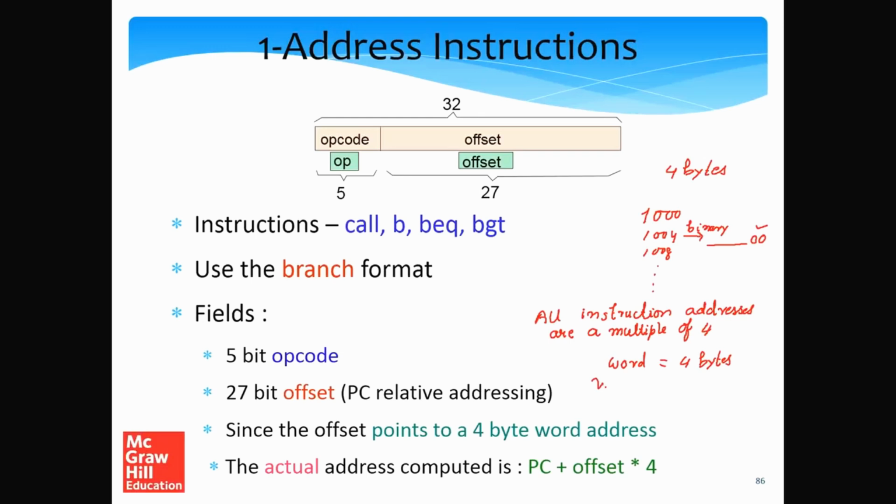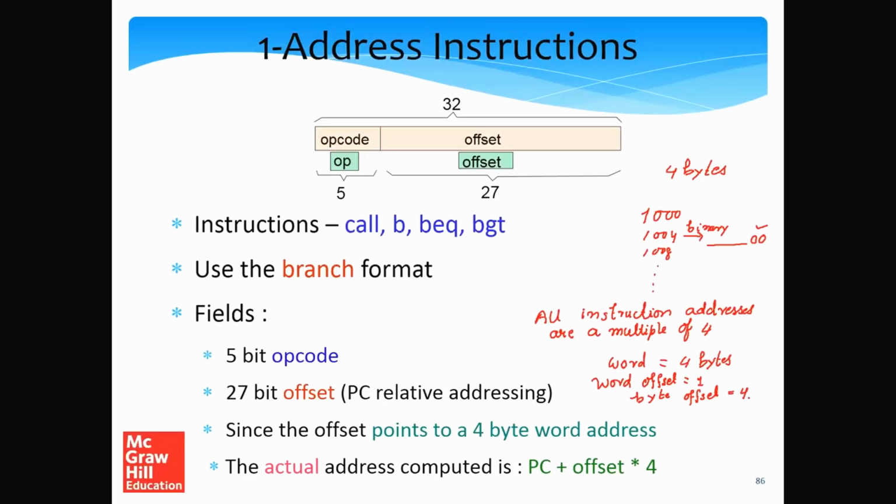So a word offset is basically the number of additional memory words. So let's say if the word offset is 1, this means that the byte offset will actually be 1 times 4, which is 4. So the byte offset is equal to the word offset times 4. So the actual address that we will compute in this case will actually be PC plus offset times 4.